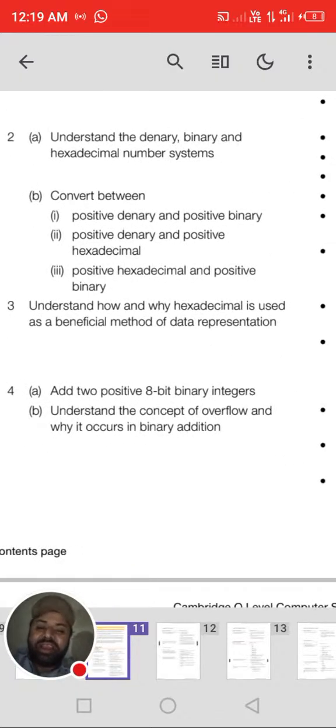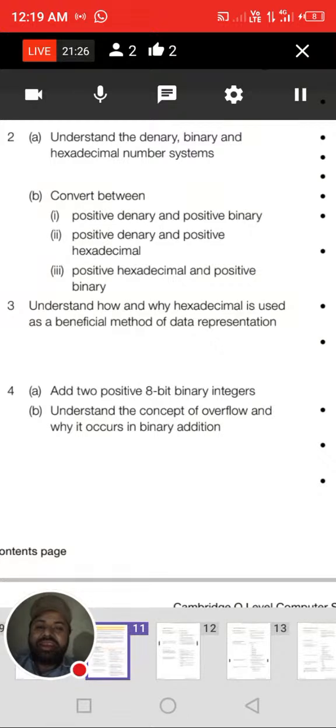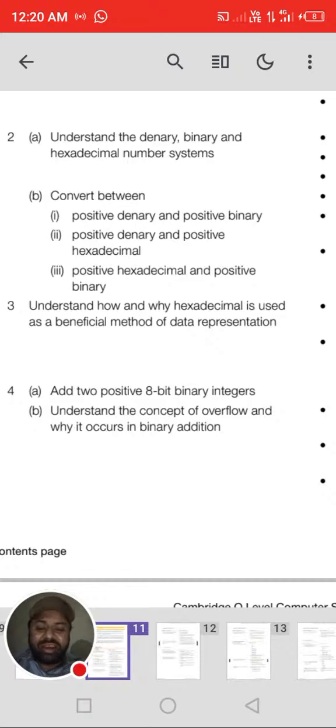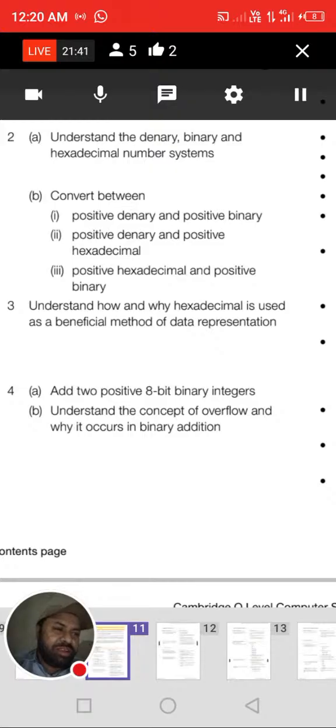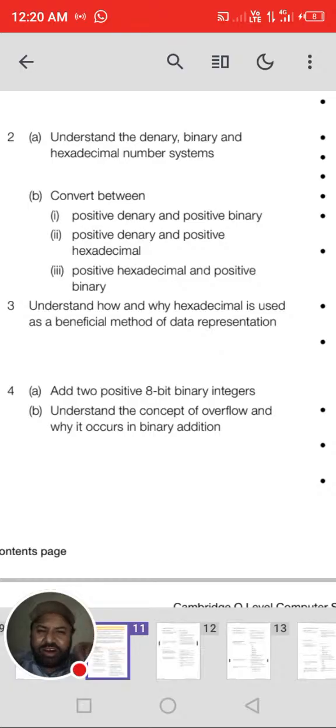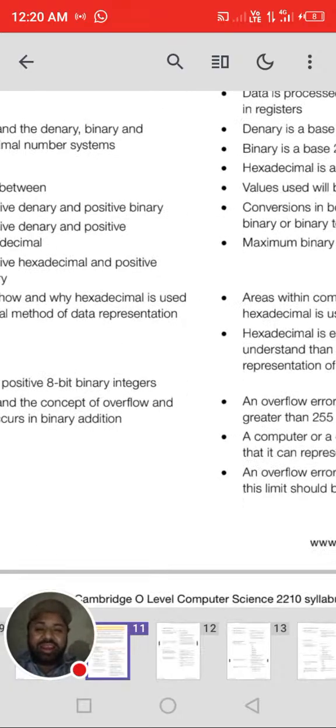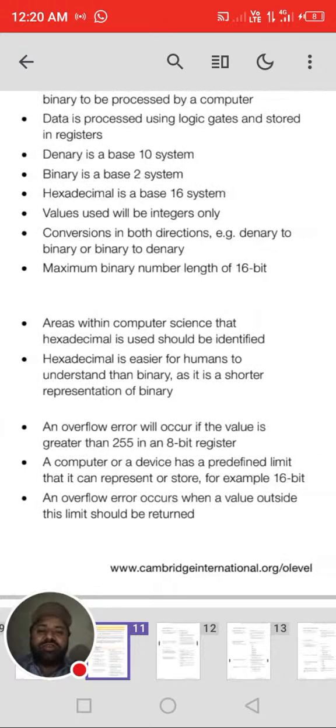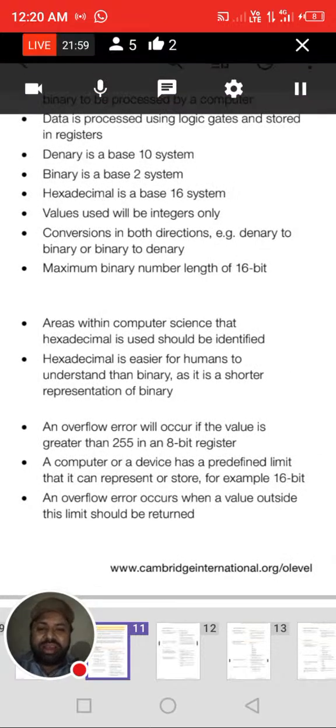Convert between positive denary and positive binary. There are two types of decimal: positive, like plus 5 or 5, and negative, minus 5. Similarly for binary, for example, if we want to represent 2010, it is positive, but for negatives the complement is used, and we will see how binary represents negative numbers as well. Here the values used will be integers only.